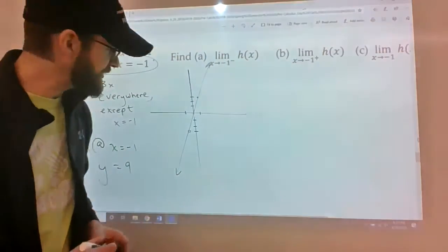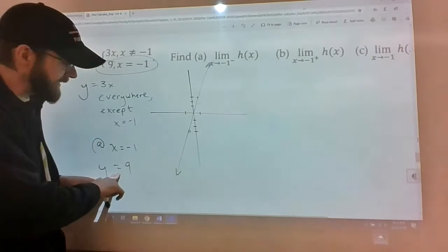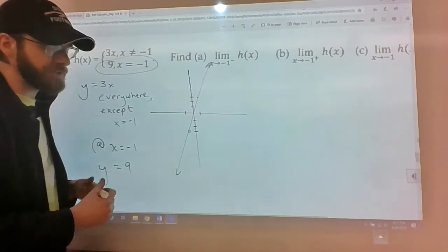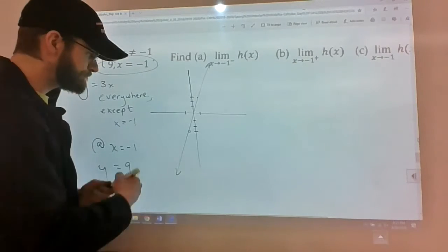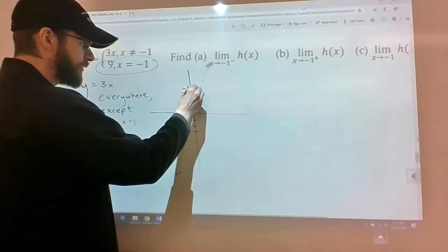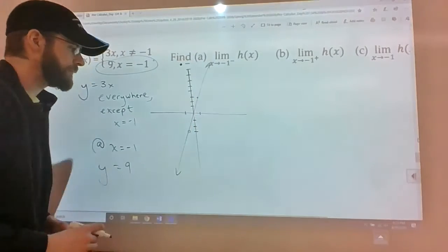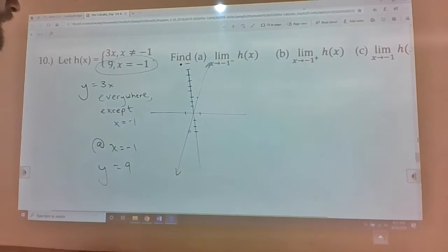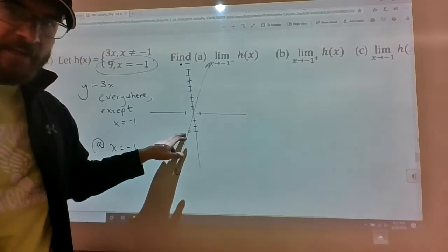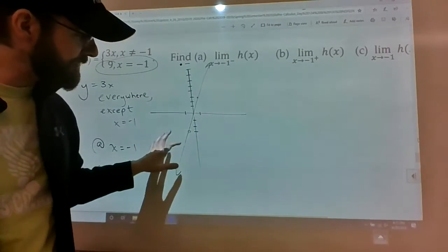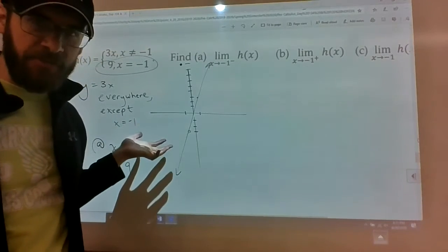All right, finishing up that example. Y equals 9, add x equals negative 1, which is a fancy way of saying you got a dot at negative 1 comma 9. 1, 2, 3, 4, 5, 6, 7, 8, 9. Now remember, the limit from the left and the limit from the right of a function like this is the same thing.